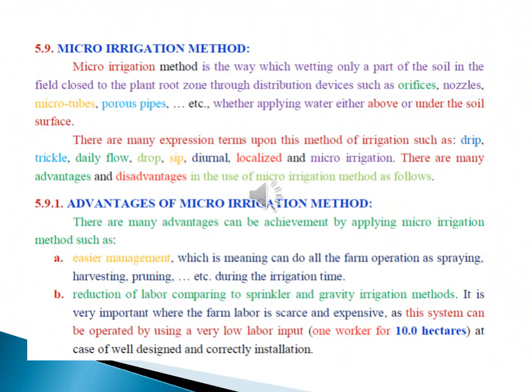The micro irrigation method is a way of wetting only part of the soil in the field, close to the plant root zone, through distributors such as orifices, nozzles, microtubes, porous pipes, etc., whether applying water either above or under the soil surface. It is a big category and is divided into two subcategories: drip irrigation and localized spraying.